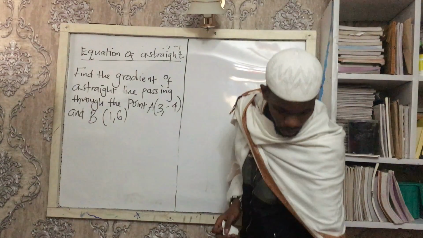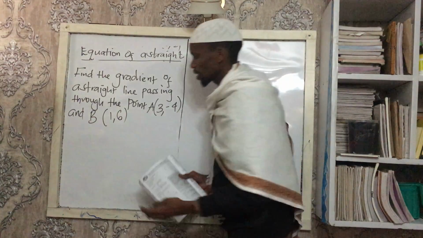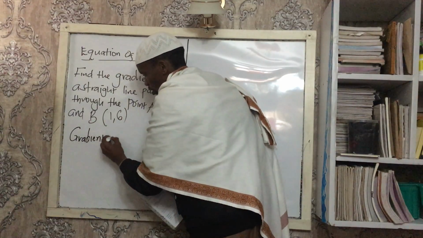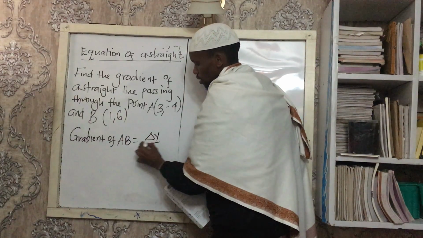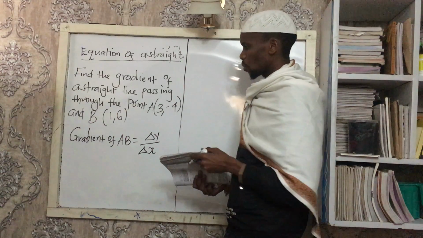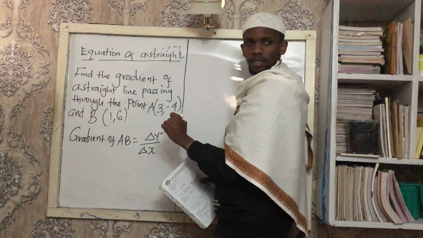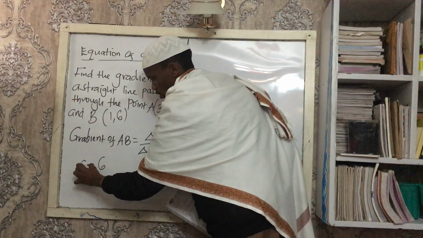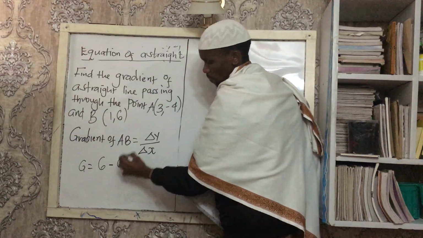I got positive 5. Okay, let's do it together. We say that the gradient of line AB is equals to change in y over change in x, right? How has y changed? Y has changed from minus 4 to 6, so we'll have gradient is equals to 6 minus minus 4.